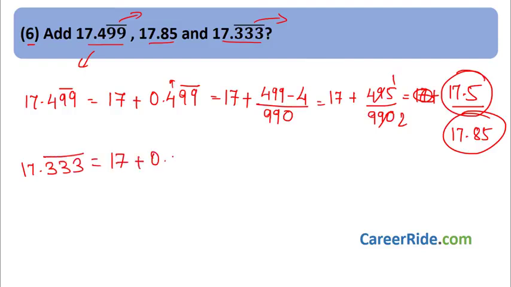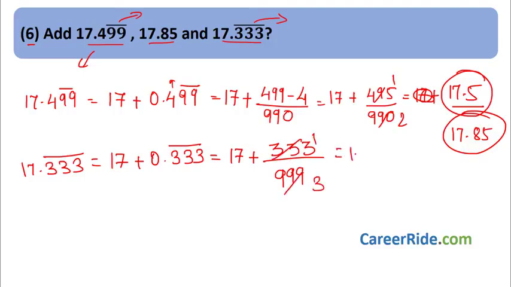17 plus 0.333, that would be equal to 17 plus what, 3 numbers below the bar, so 3 nines, no number without bar, so no zeros, okay. Numerator would be the same 333, minus there is nothing to subtract as there is no number which does not have a bar on it, right. So 333 by 999, that is 17 plus 1 by 3, okay.